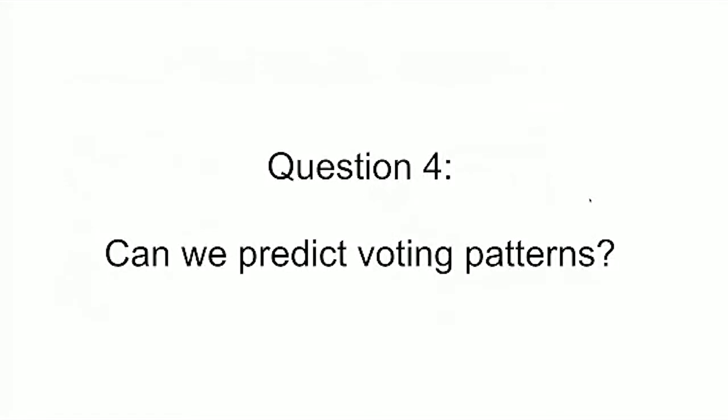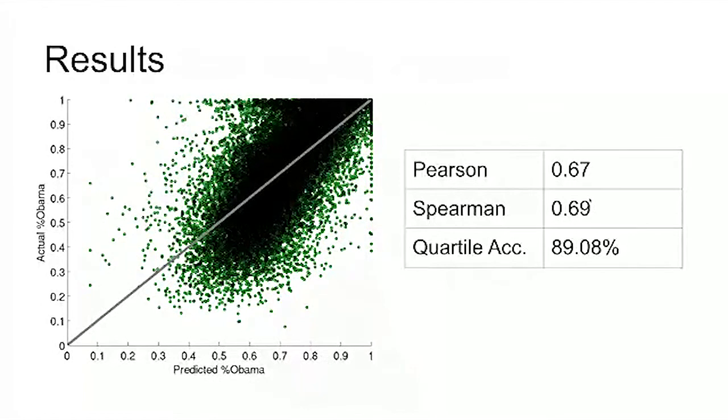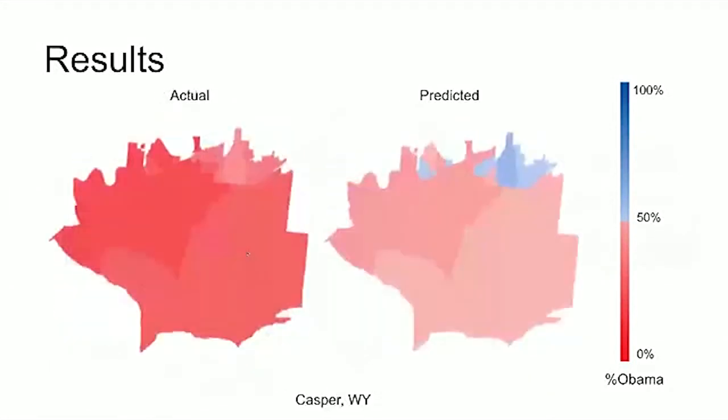And then we said, can we predict voting patterns? It's election season, so that's an interesting question. And the answer is yes. Again, this is actual versus predicted, at the voting precinct level. Here's an example in San Francisco. We get this one wrong. We incorrectly say it's a Republican precinct, but most other ones are Democrats.